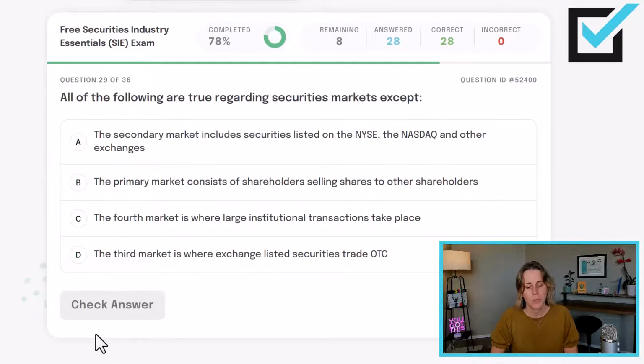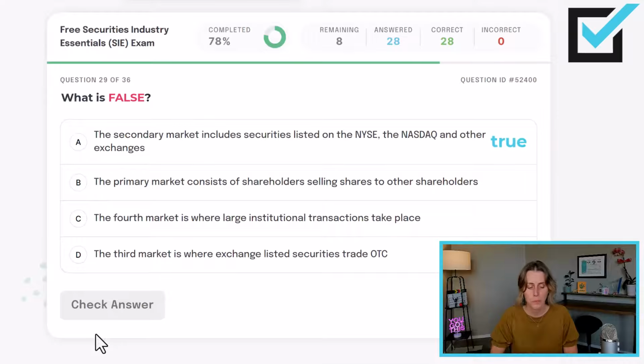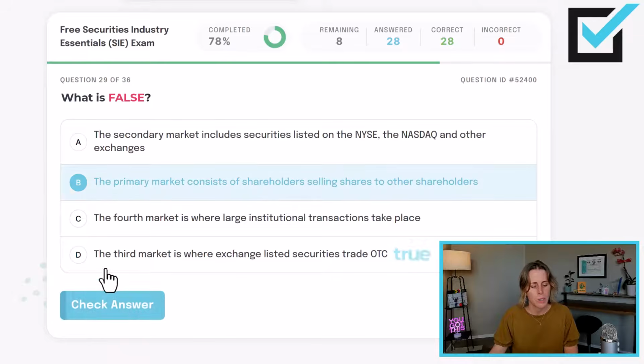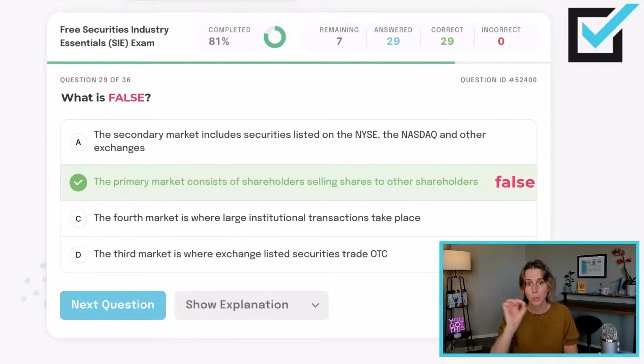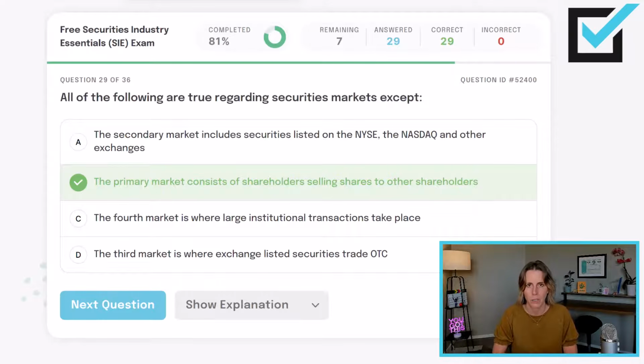All of the following are true regarding securities markets, except what is false. The secondary market includes securities listed on the NYSE, the NASDAQ, and other exchanges. True. The primary market consists of shareholders selling shares to other shareholders. False. That is the secondary market that it's describing. Let's check the other two. The fourth market is where large institutional transactions take place. True. The third market is where exchange-listed securities trade over the counter. True. So B is right because B is false. The primary market is issuer to shareholder, the sale of the stock for the very first time.